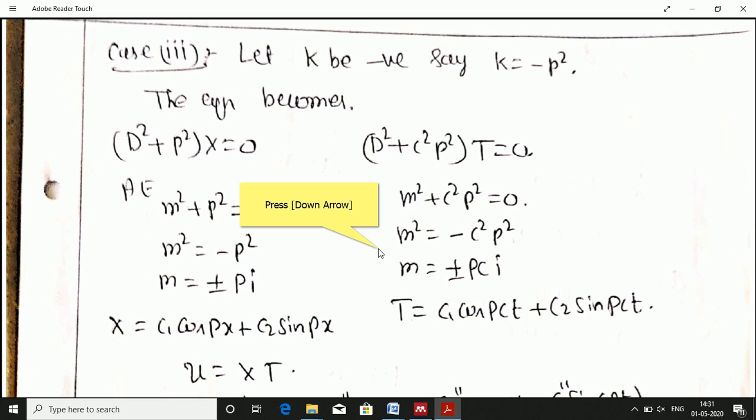For this equation, m² + c²p² = 0 is the auxiliary equation. m² = -c²p², m = ±pci. So the solution for capital T is c1 cos pct + c2 sin pct. u = X times T is the assumed solution.